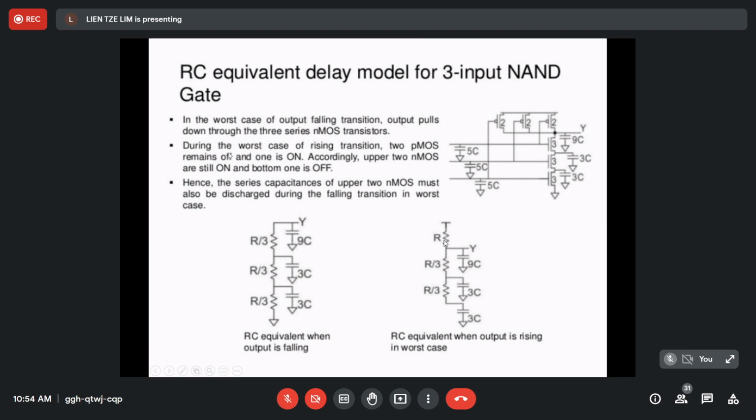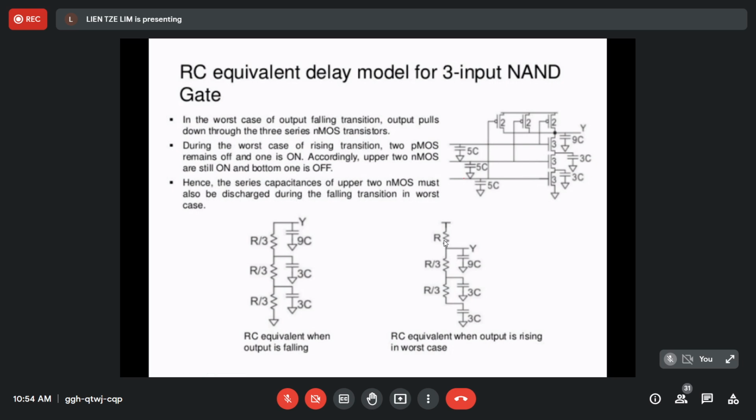During the worst case of rising transitions, 2 PMOS remain off and 1 is on. This is what is meant by the worst case, when the output is rising. If the output is rising, at least 1 PMOS is turned on. Here you see the PMOS are all in parallel. They must have at least one PMOS turned on, so that Y will be pulled up to high.